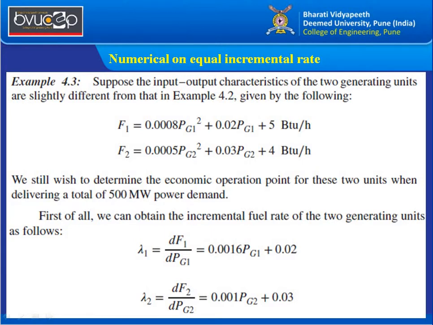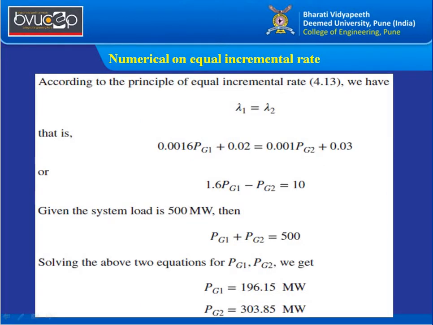Now let us follow the same procedure. The first step is to calculate the incremental rate for the first generator, that is lambda 1 equal to df1 by dPg1, which will be equal to 0.0016 Pg1 plus 0.002, when we take the derivative. Second, for the second generator, we take the incremental factor lambda 2 equal to df2 by dPg2, which will be equal to 0.001 Pg2 plus 0.003. Again, we have taken the differentiation of the second equation with respect to Pg2. Now, as per the same principle, we take equal incremental rate, that is lambda 1 equal to lambda 2 in terms of fuel rate.